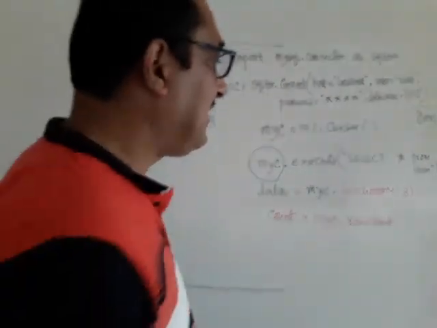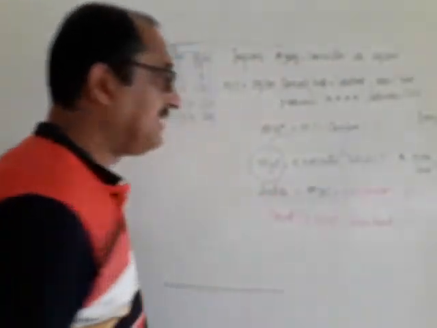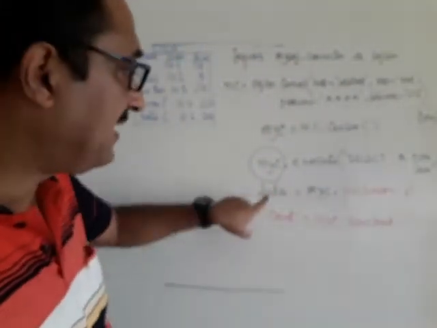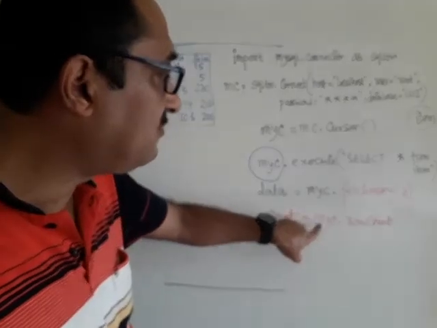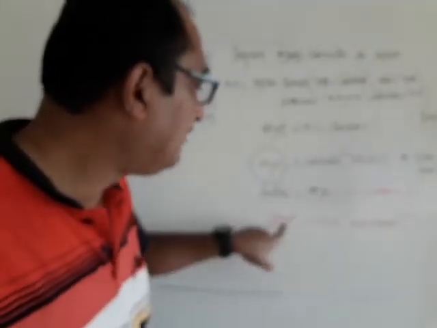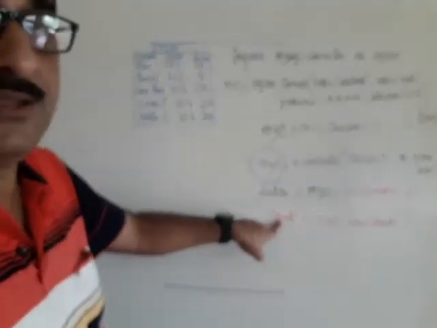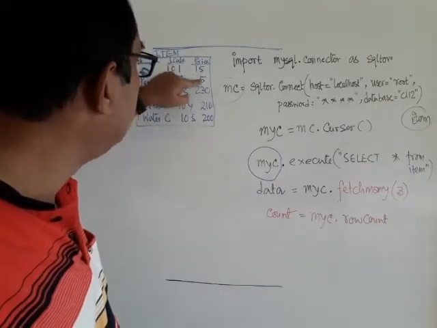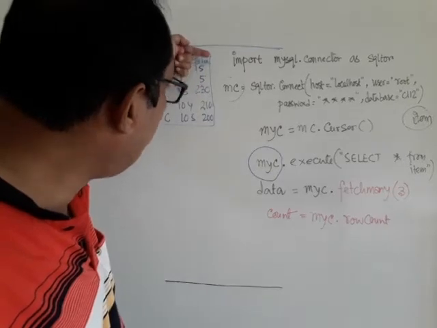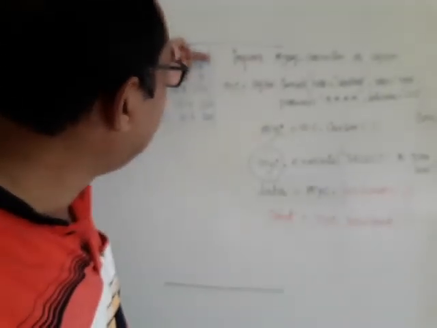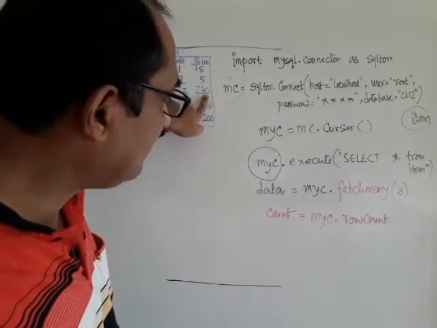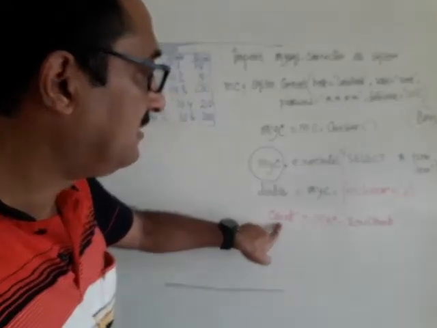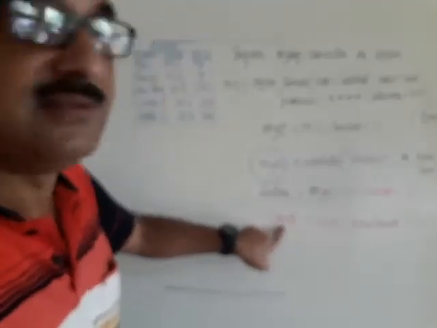Fine. So if I write fetchmany 3, that means 3 records are already accessed by data. At this stage, if I do myc.rowcount, the value of count will be shown as 3. Because with fetchmany, you have already fetched 3 records from here. So the pointer or indicator, whatever you call it, will come down to the end of the third record. That is how the value of count will be 3.